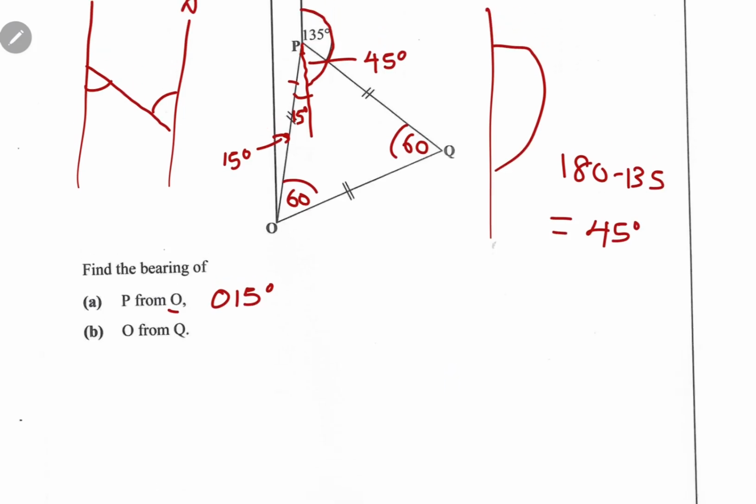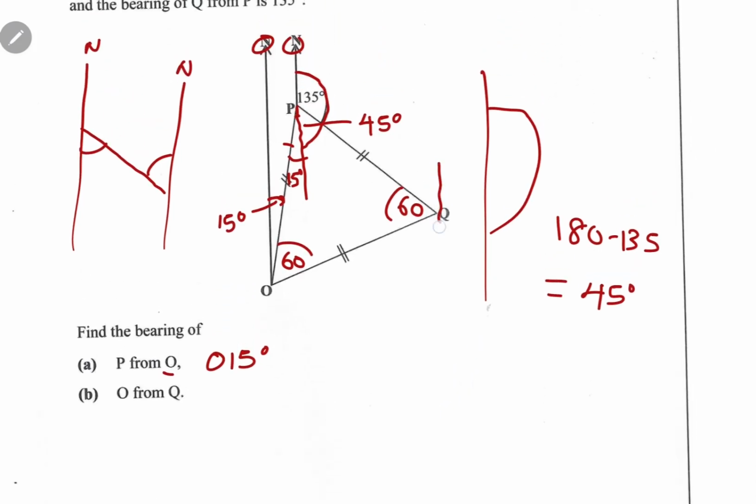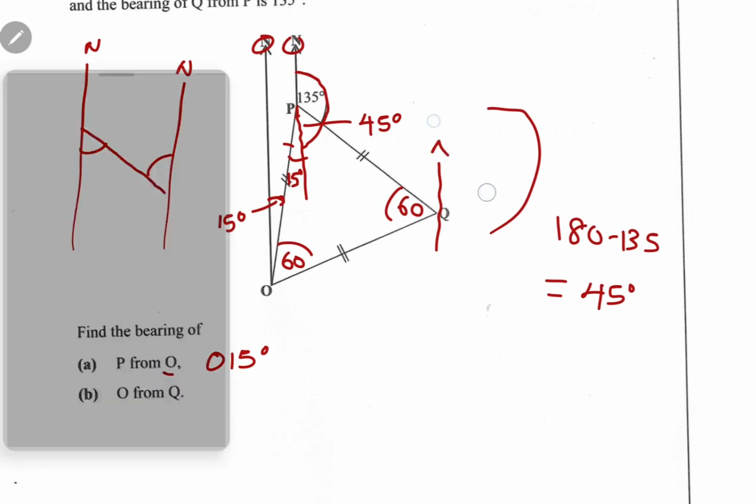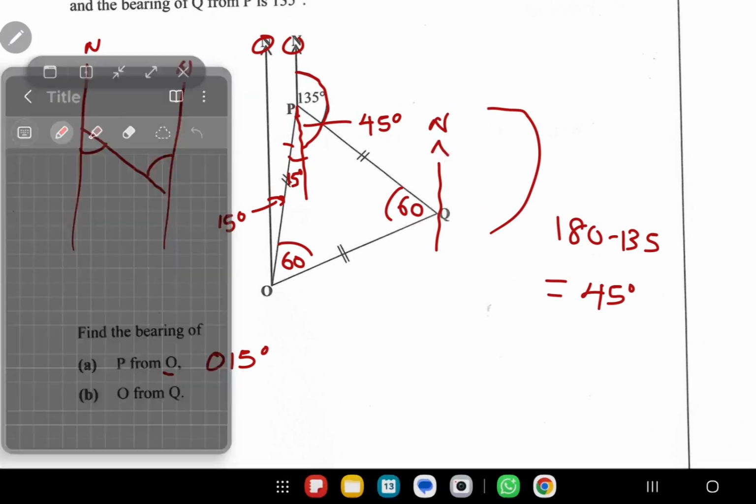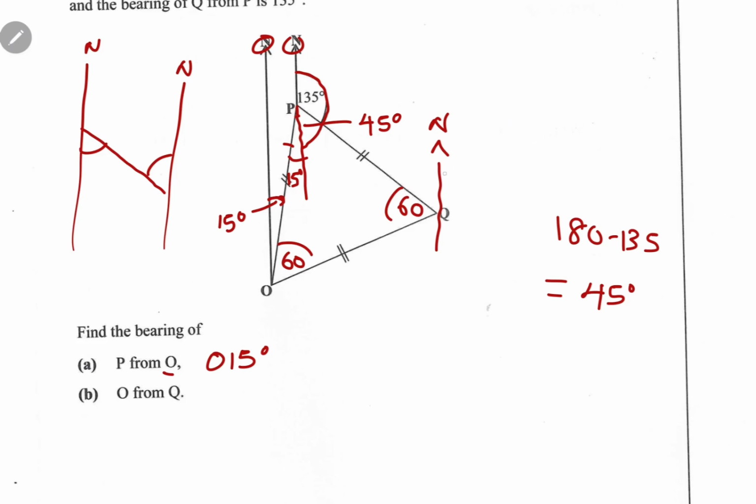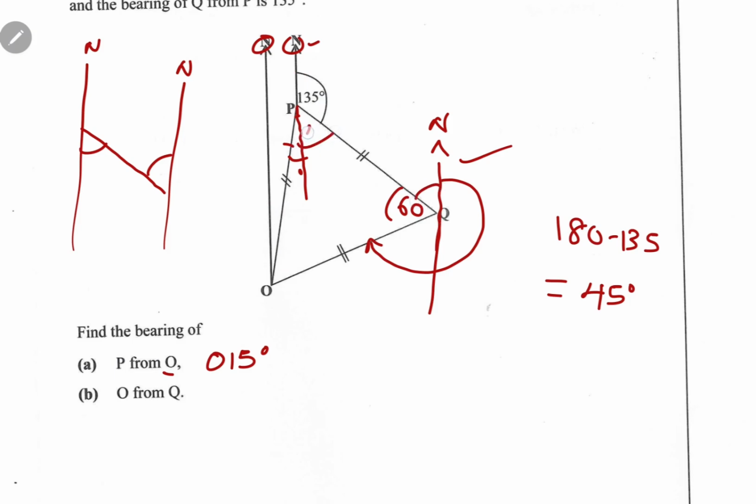Then the second one, O from Q. So let us go to Q. So right here, the north. Then we are going to move in the clockwise direction, from here until we touch the line OQ. That one. Now, this whole part is the bearing we are looking for. How do we find it? Here again, it is very important to know this and this are parallel, and therefore this angle and this angle are equal. So we say this is 45, which means also this is 45.